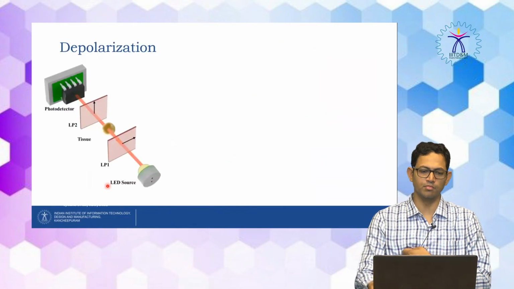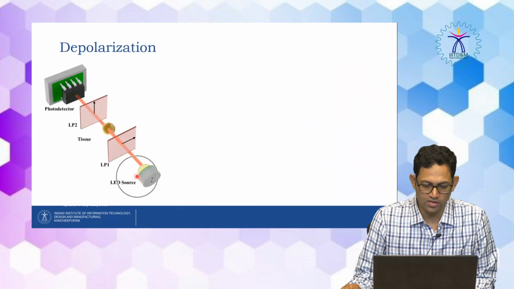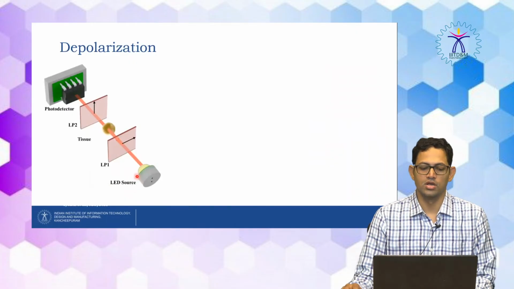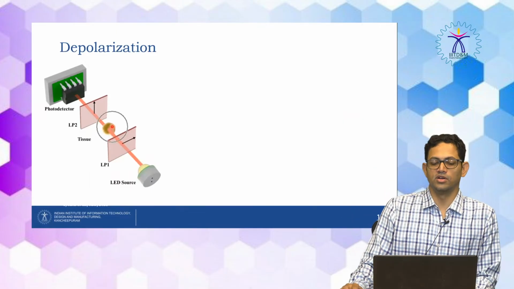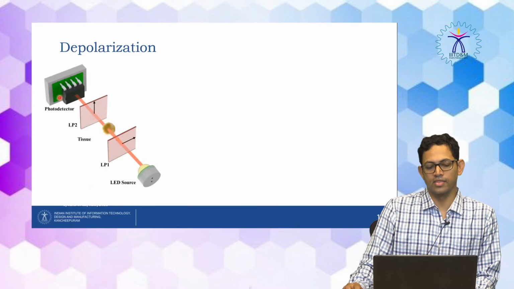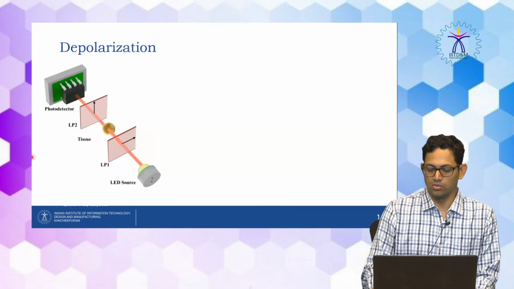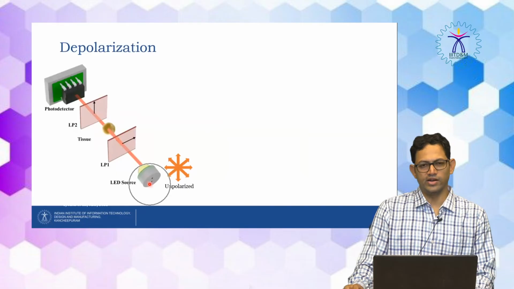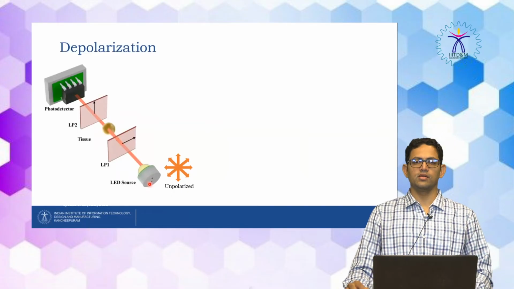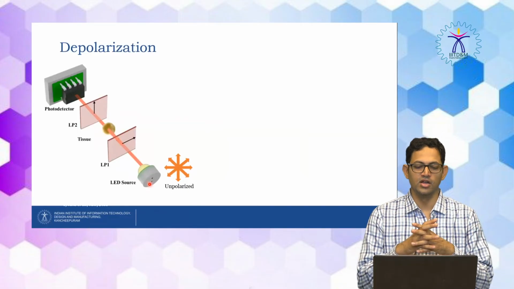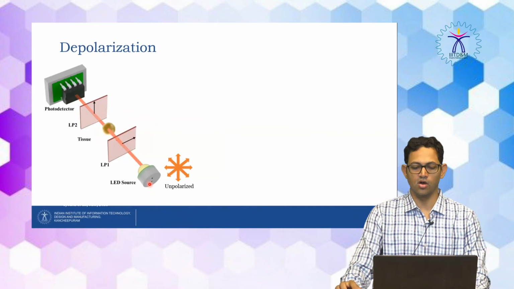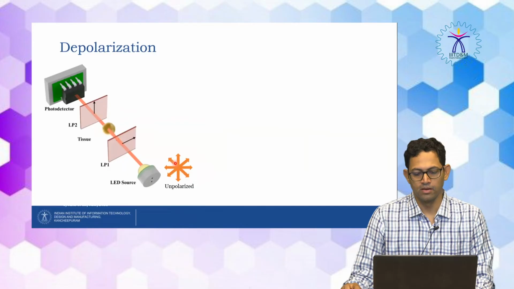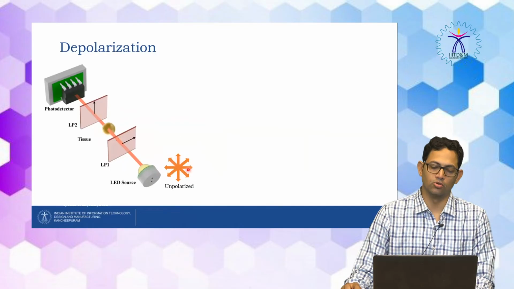Okay, so this is a very simple example. You have the light source. This light source interacts with a linear polarizer, then it interacts with the tissue, and then it again interacts with another linear polarizer, and then the photodetector. Now the LED light source, as I discussed some time back, is an unpolarized light source. That is, it doesn't have polarization in a particular direction. It will have polarization in all directions. That's how you can see it in these arrows.